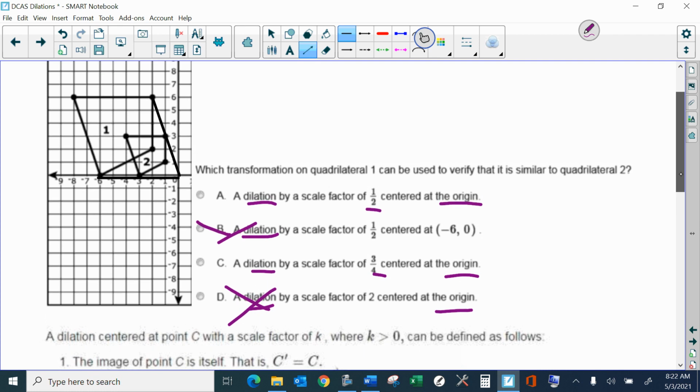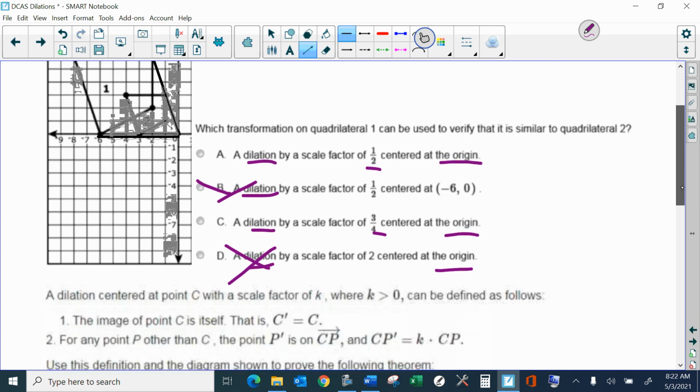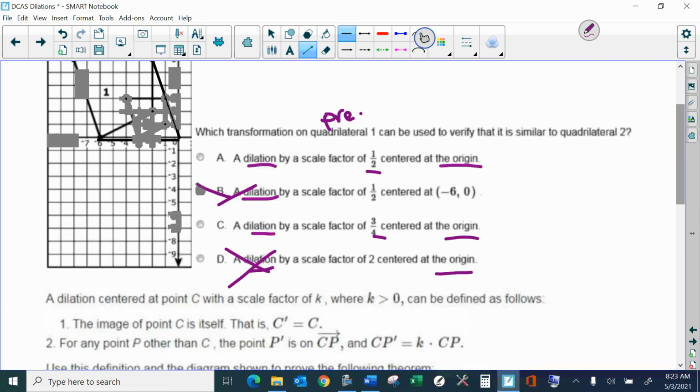We're starting at 1. Which transformation on quadrilateral 1? So 1 is the pre-image. Okay, pre-image. Number 2 is the image. So the question is a scale factor of 1/2 or 3/4?